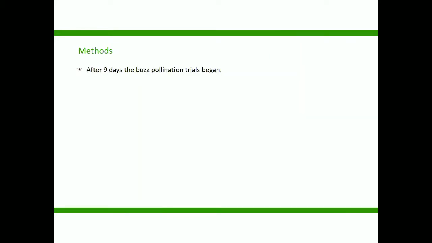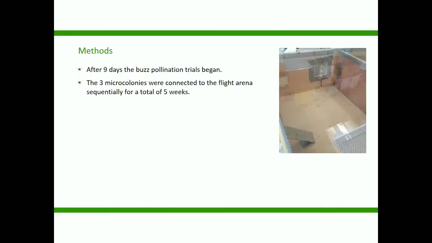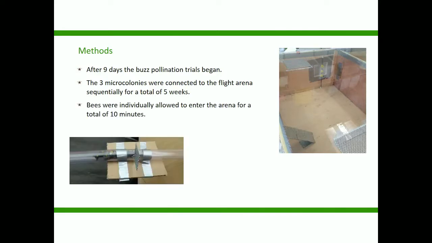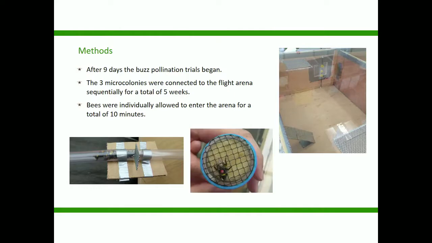And after the 9 days, our buzz pollination trials began. So the 3 colonies were connected to the flight arena sequentially for a total of 5 weeks. And when a microcolony was attached, bees were individually allowed into the arena for a total of 10 minutes. And if a bee successfully entered the arena, she was individually tagged with a numbered disc, because she showed herself to be a potential forager.